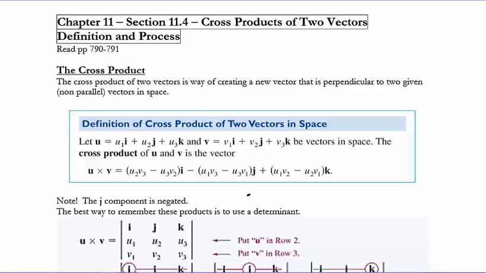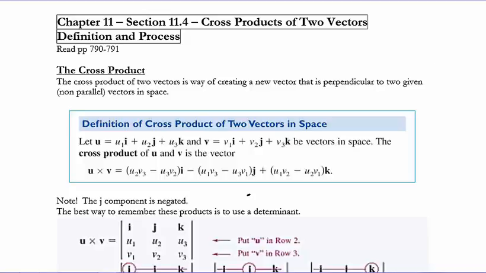Now, we just finished talking about the dot product, and one of the things I said is the dot product isn't really like an object. It's really a number that's used in a lot of different cases. The cross product, however, is an object, and the cross product of two vectors is a way of creating a new vector that is perpendicular to two given non-parallel vectors in space. So if you have two vectors that are non-parallel, you can take their cross product, and you will get another vector. That vector is going to be perpendicular to your original two.